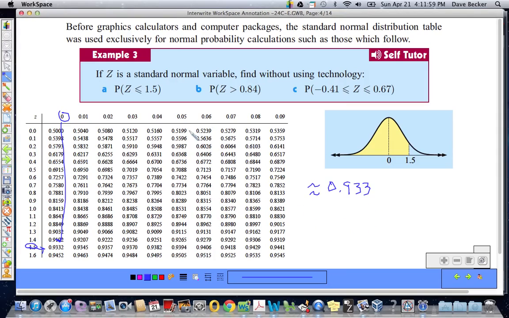Now, this table always gives you the area to the left of the data value, the area under the curve to the left of the data value. So if we were asking what's the probability that z was greater than this, well, this would not be our answer, but we could use it to get our answer because of the symmetry. And we'll see that in example B.